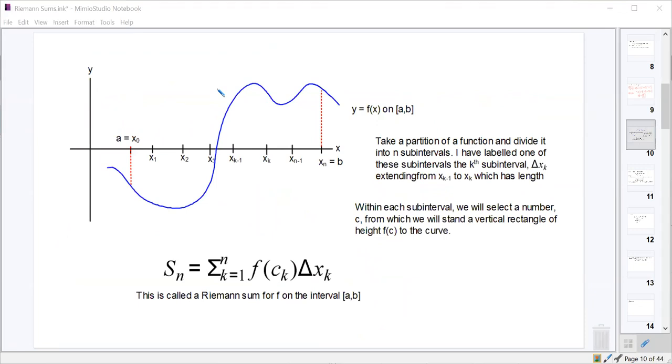Then the question is, how do we turn these Riemann sums into actual integrals? What we do is take a partition of a function from a to b, divide it into n subintervals and label them x sub 1 to x sub n. Pick some arbitrary subinterval, we call it the kth subinterval, and we draw our rectangles in there. I'm going to draw the right rectangle. It's not that it really matters. This one looks a little weird, so we'll just draw our little trapezoid thing inside of there.